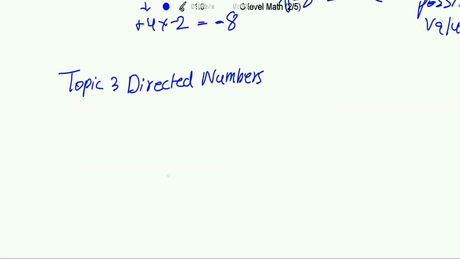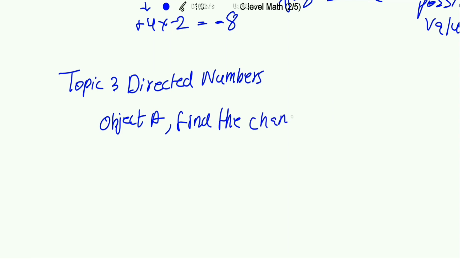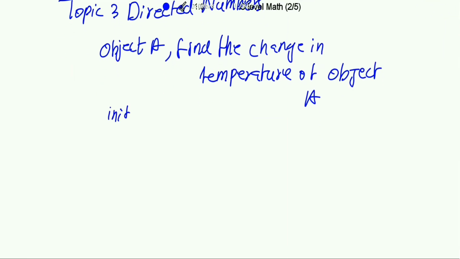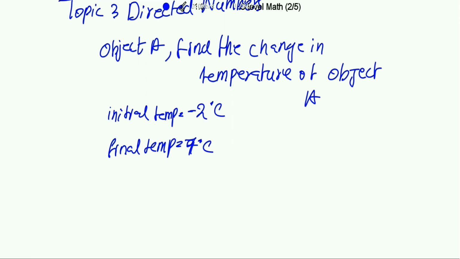We will start with directed numbers. And what is a directed number? Let's say that we have an object A and we need to find the change in temperature of object A. The initial temperature was minus 2 degrees Celsius, and the final temperature was 7 degrees Celsius. Now I want to know the change in temperature of object A.